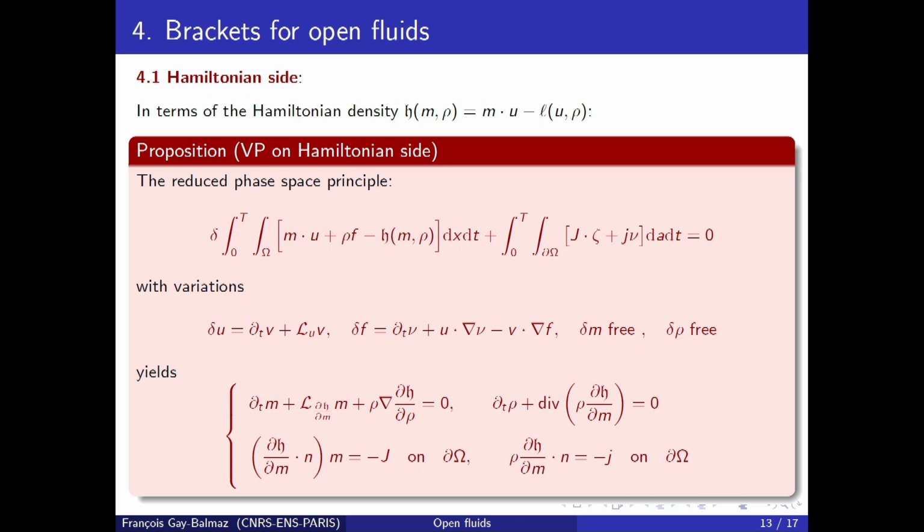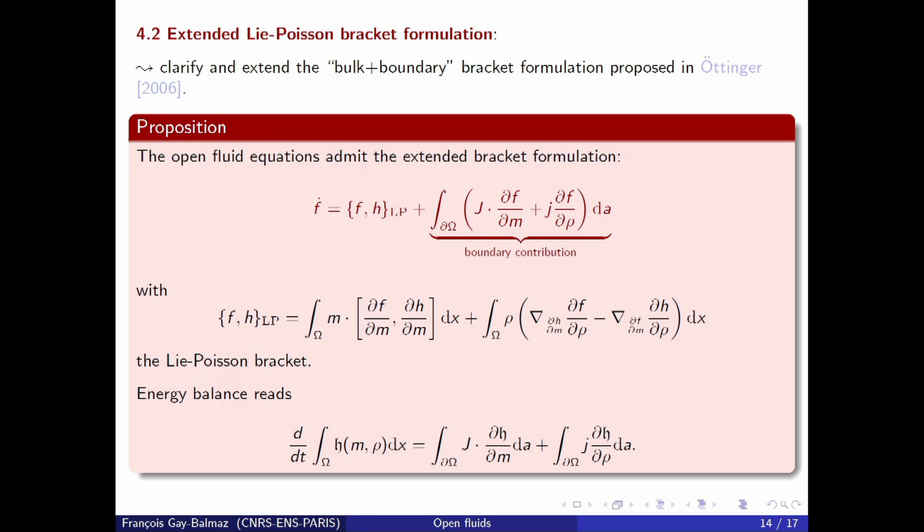So I think I have to conclude, but I just wanted to make a comment about the Poisson side, because there has been some proposal on how to extend the Poisson bracket formulation from closed fluid to open fluid, by Oettinger in 2006. His idea was to work a bit in an ad hoc way, right, and to compute a Poisson bracket, or a bracket that would yield the correct equations for an open fluid.